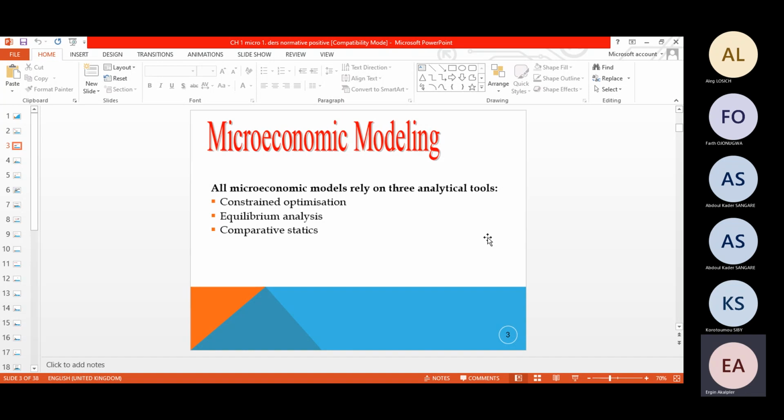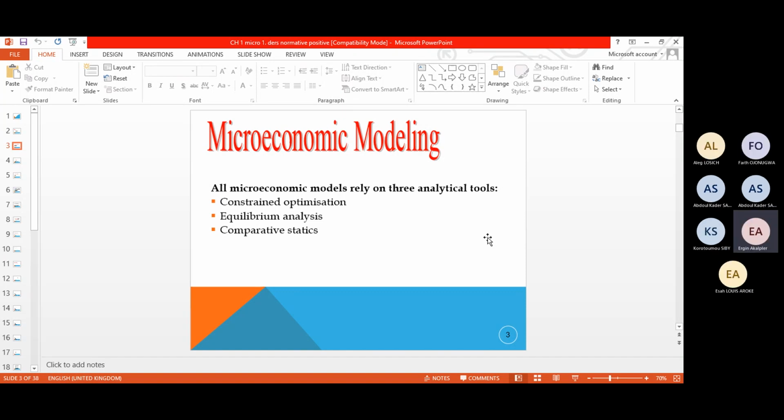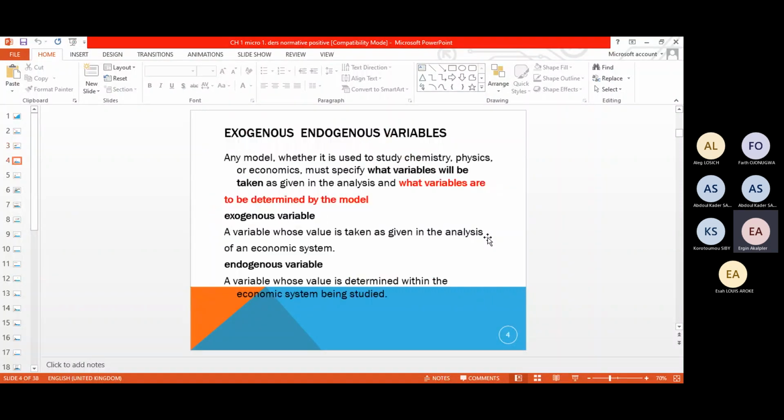And then equilibrium analysis is also related with the tables and the graphical analysis. And the comparative statics is also given for the comparison between the data, which is going to be introduced to you in this class. The exogenous and endogenous variables, I suppose you know from your mathematical courses. We are using the endogenous variables on the left side of the equation, and the exogenous variables on the right side of the equations.